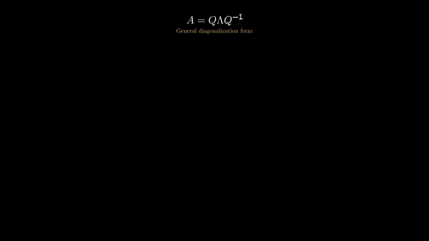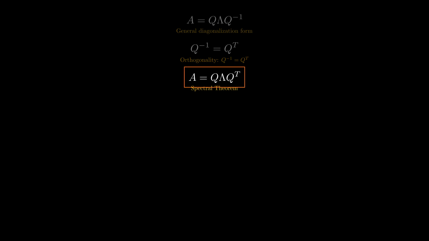Now substitute Q in place of S in the diagonalization formula. Since Q inverse equals Q transpose, the formula simplifies beautifully into the spectral theorem. A equals Q times lambda times Q transpose.